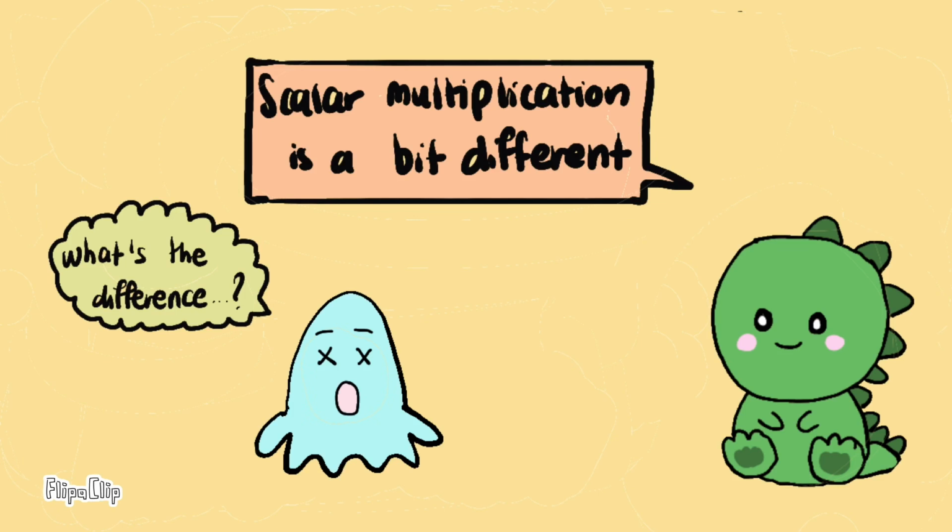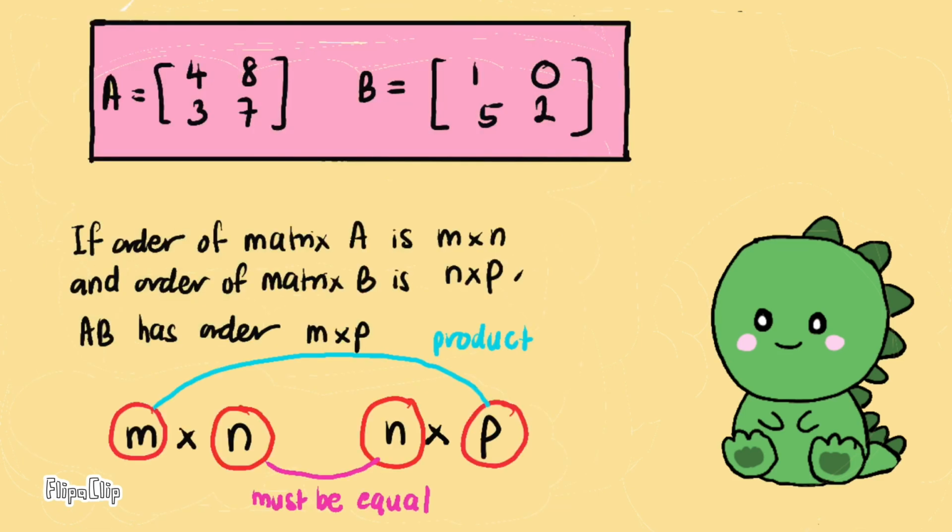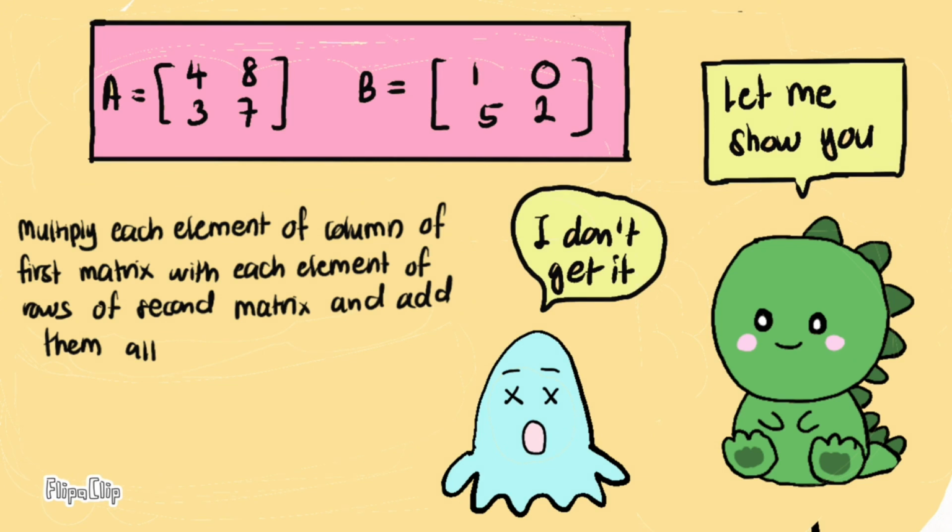Multiplication of matrices is a bit different. What's the difference? If the order of matrix A is m times n, and the order of matrix B is n times p, then AB has order m times p. Just multiply each element of a row of the first matrix with each element of a column of the second matrix and add them all.